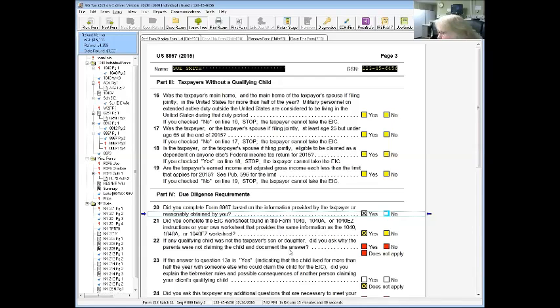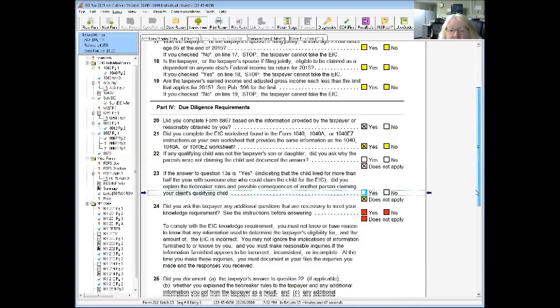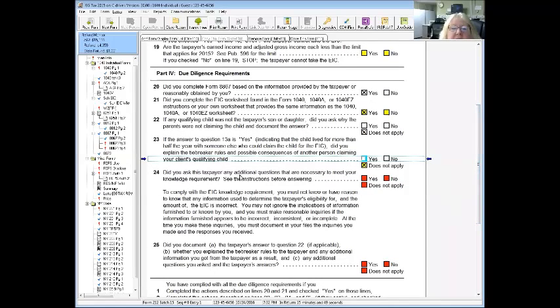Okay, now Sarah is Sue's daughter, so obviously it's a son or daughter, right? And I can say that does not apply because it's her child. If it wasn't her child, I can say, yes, I asked, why aren't the parents claiming this child? Did you ask the taxpayer any additional questions that are necessary to meet your knowledge requirements? Did you ask them, do you have any other income? Does this child live with you all 12 months? You've asked these questions, so you can say yes.